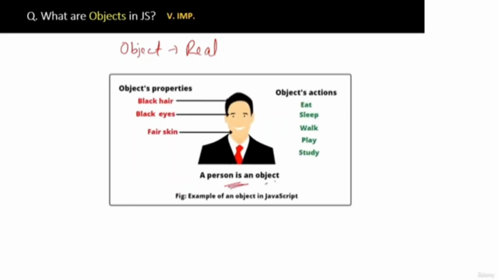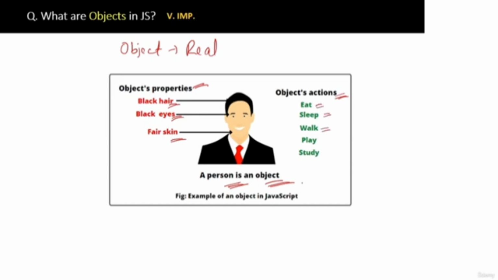What are objects in JavaScript? First of all, in general, what is an object? We know variables, arrays, a string, but object is something different. Object is a real-world entity. For example, in programming world, animal is an object, car is an object, and similarly, a person can be an object also. Now, an object can have properties like hair, eyes, skin. Also, an object can have actions or functions like eat, sleep, walk, right?